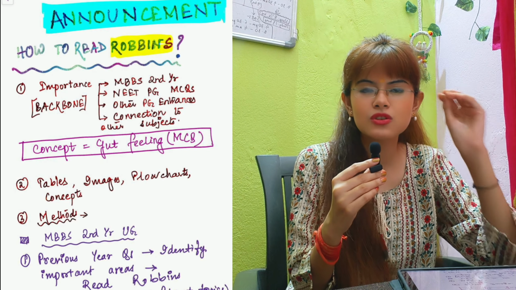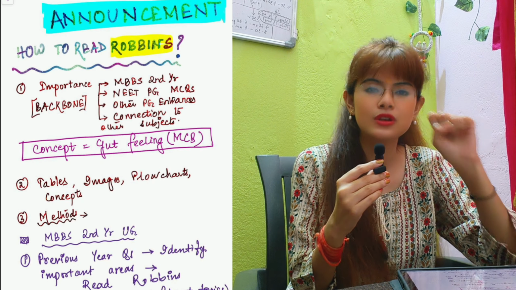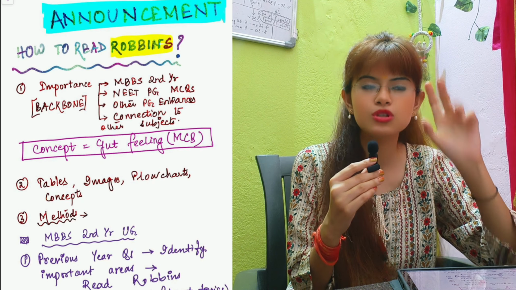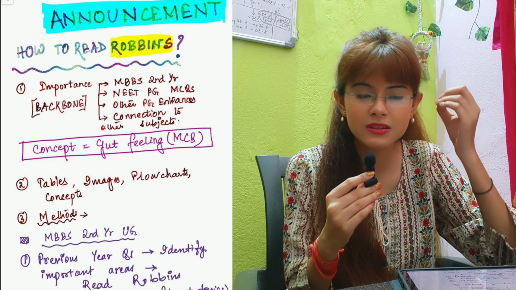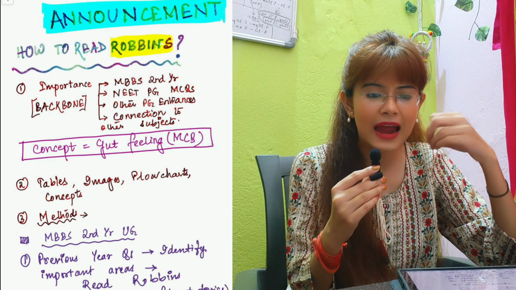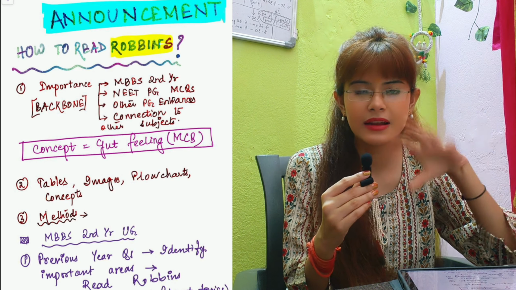The tables, images, and flowcharts of Robbins are the gold mine of Robbins. Okay, that is the hidden treasure. That is the pearls of Robbins. The flowcharts, the tables, and the images. Sometimes direct questions are asked from these tables. Direct questions are asked from Robbins and also from the images. If not direct, at least some linked topics, some linked images here and there are always asked.